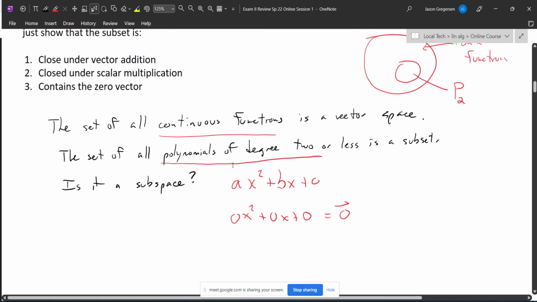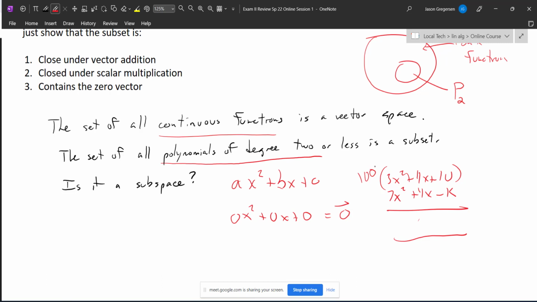If I take any two random polynomials, 3x squared plus 4x plus 10, and I add it to some other polynomial, I'm going to get a polynomial of degree 2 or less. So no matter what two I add together, I will still have a polynomial of degree 2 or less, so it's closed under vector addition. And similarly, if I take my random polynomial and multiply it by 100 or any other scalar, the result is still going to be a polynomial of degree 2 or less. So it satisfies all 3 of those properties, and we could say it's a vector space.